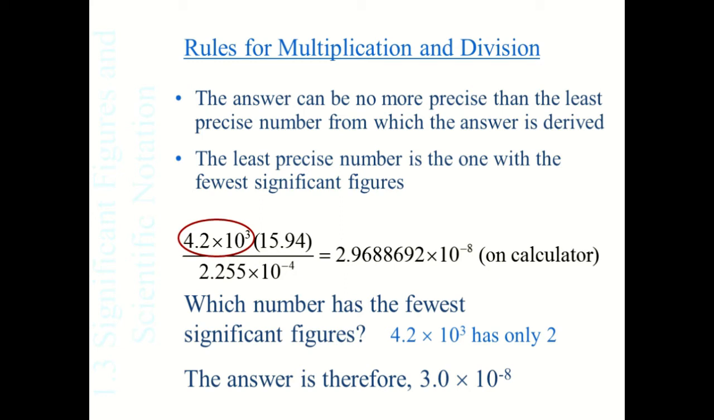So, when I report my answer, I look at the thing that had the least number of significant digits, which was this one, right? And my answer is reported in 2 significant digits. So here, the answer came out to 2.96888, etc. So I want to report it in 2 significant digits. I have to round this 9 to give my 2 significant digits. What does it round to? 3.0.